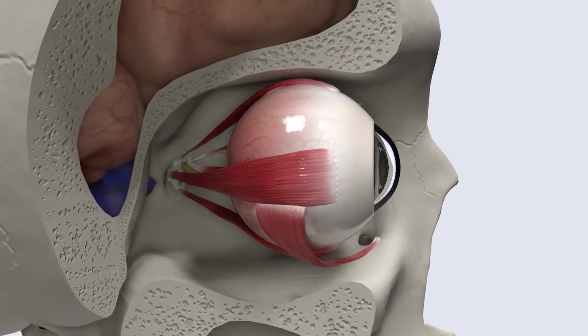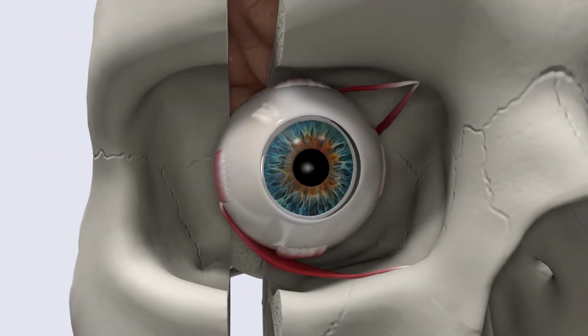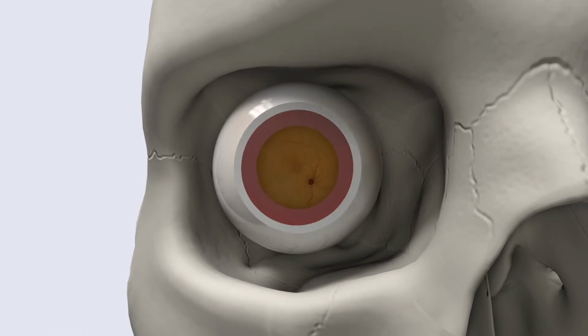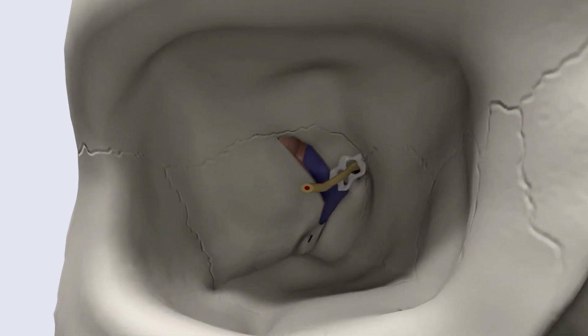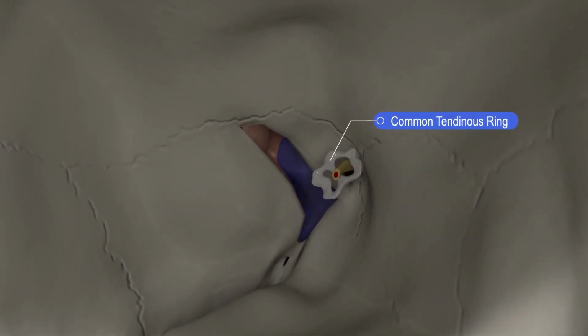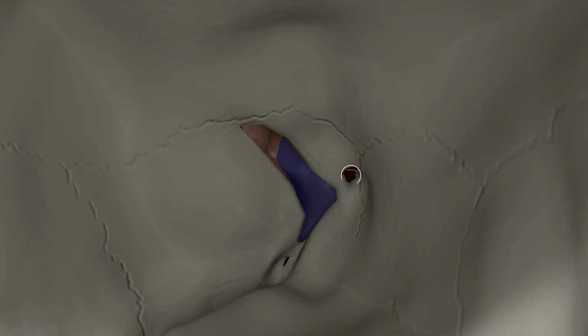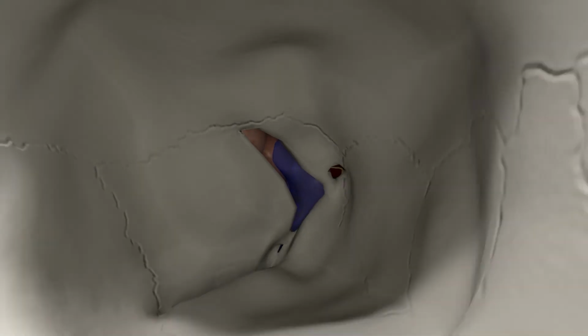The optic nerve, composed of the retinal ganglion cell axons, emerges from the optic disc at the back of the eyeball. From there, the optic nerve passes through the common tendinous ring and exits the orbit of the eye via the optic canal in the sphenoid bone, feeding into the optic chiasm.